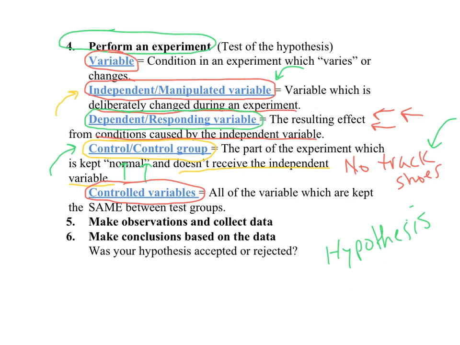Everything else has to stay exactly the same. So, one group of flowers gets orange juice, the other gets water. But they have to be the same type of flowers. You can't have roses in one group and daisies in the other.